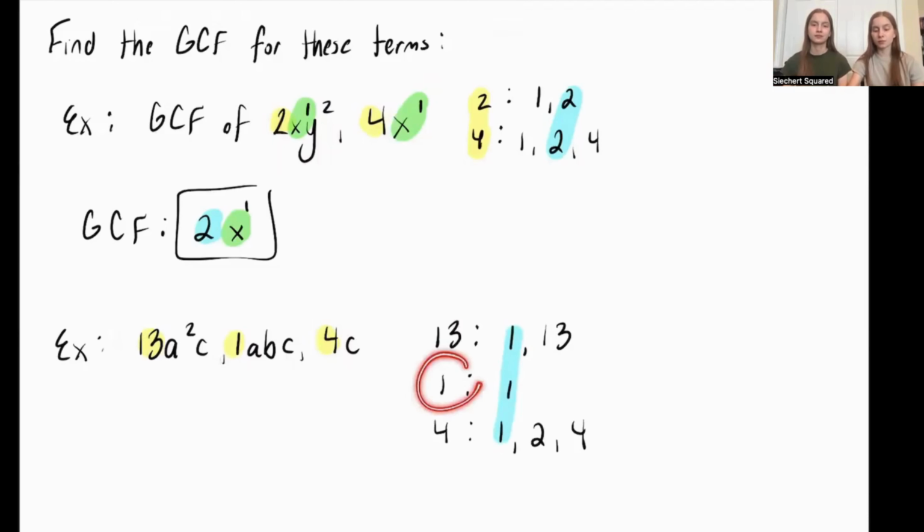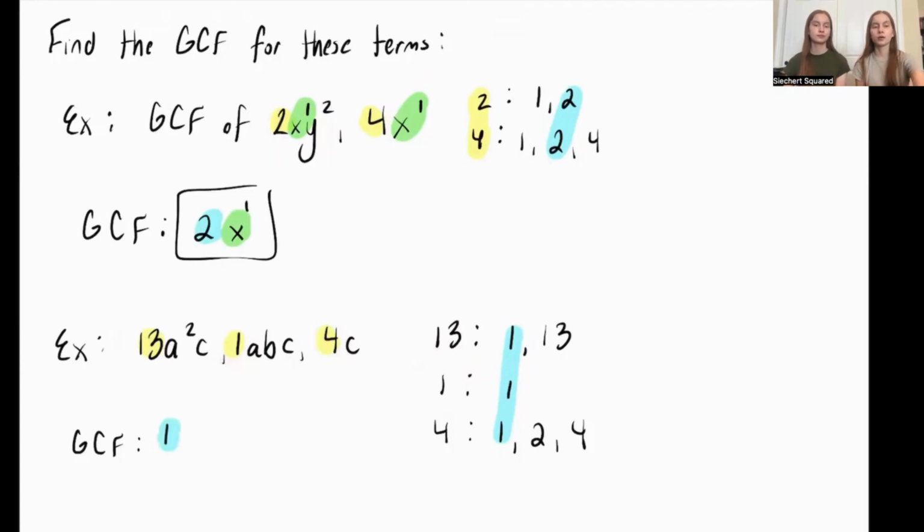And because the only thing that goes into 1 is 1, immediately we're stuck with that as the only possible thing. So a little shortcut that a lot of people like to use: if you ever see that one of the coefficients is 1, that automatically means that the number part of your GCF is going to have to be 1. So we have our 1 there, got that from our coefficients.